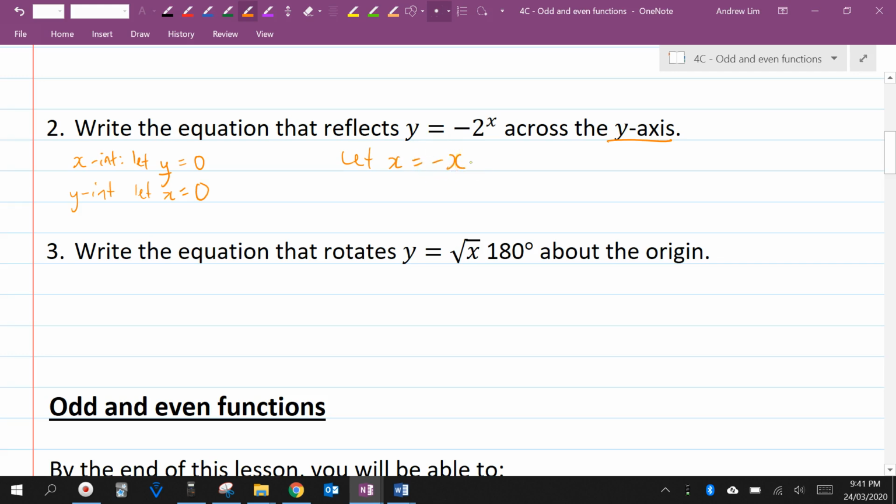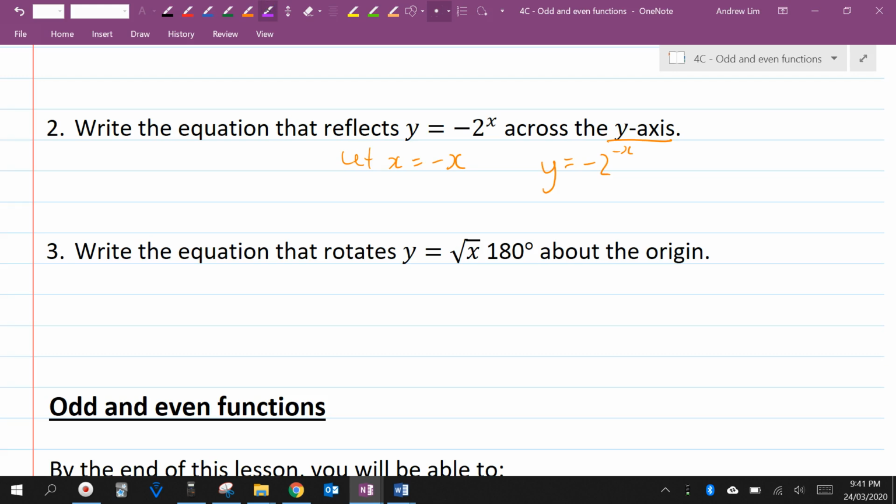Okay, so we use the opposite variable. So we let x equal to minus x, so technically we have y equals minus 2 to the minus x. That's it. Okay, that's the equation that reflects y equals negative 2 to the x across the y-axis.